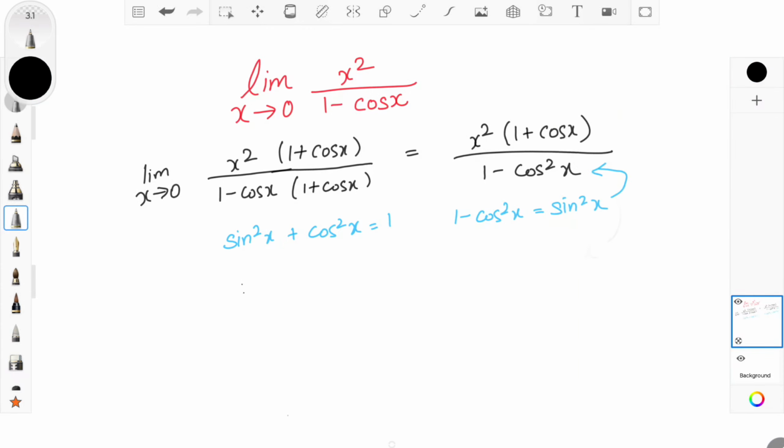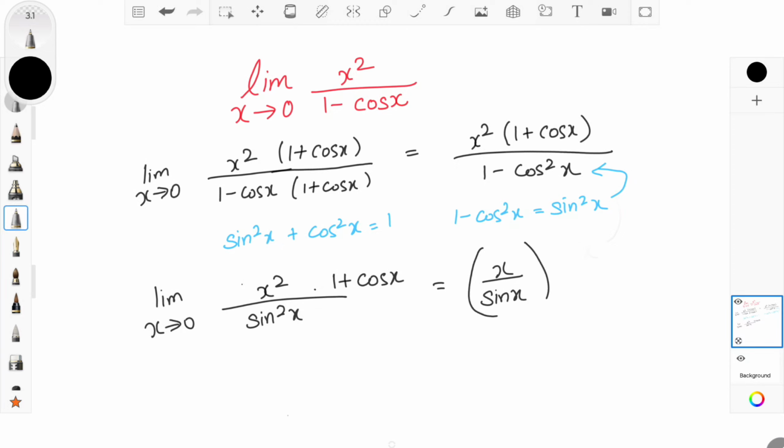So when I insert this value, my equation will become x squared divided by sine square x, and this is multiplied by 1 plus cos x, limit x approaches 0. Now, what I will do, I can rewrite this equation as x divided by sine x, and this is whole square, and 1 plus cos x as it is. Now, we know that sine x divided by x is equal to what? It is equal to 1.